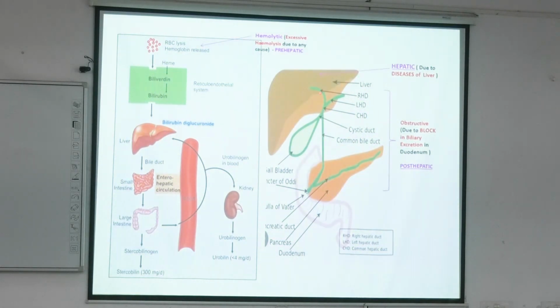Now, after that, as I told you earlier in another picture, there will be the intrahepatic biliary duct, right hepatic duct, left hepatic duct, common bile duct, and if there is any block in any form to the flow of bile, that will cause obstructive jaundice, and this can be from the entire tract.